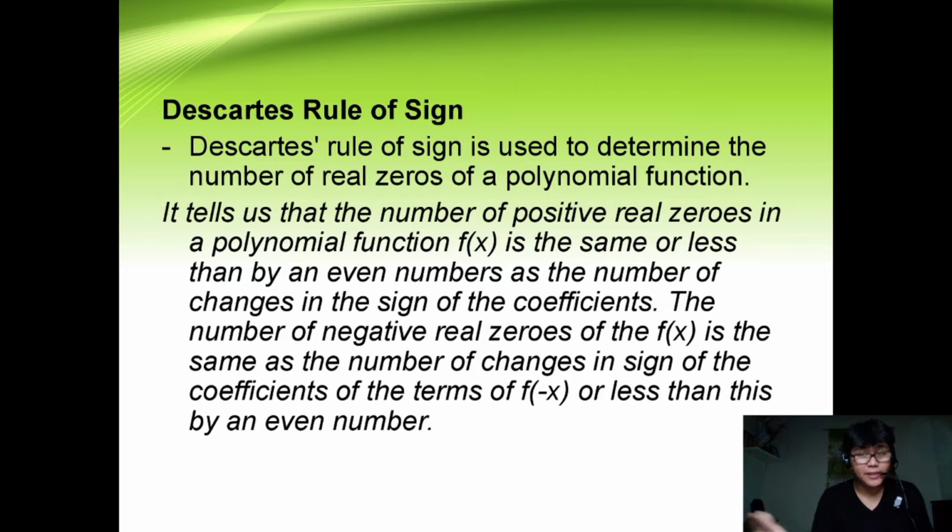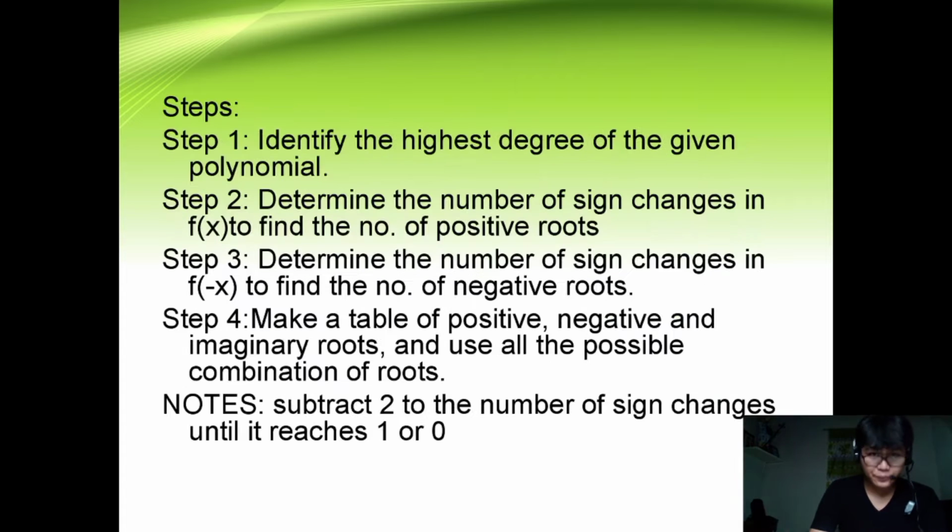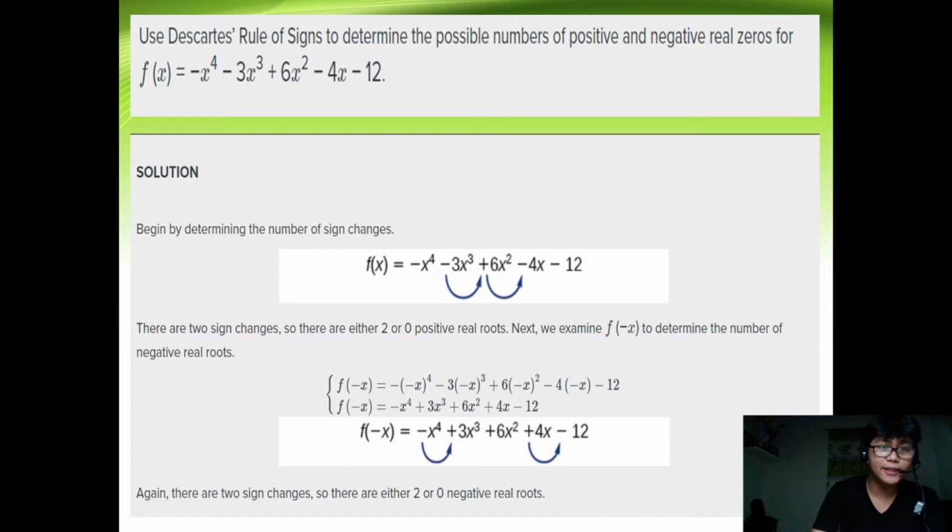So it tells us that the number of positive real zeros in a polynomial function f of x is the same as, or less than by an even number, the number of changes in the sign of the coefficients. The number of negative real zeros of f of x is the same as the number of changes in sign of the coefficients of f of negative x, or less than this by an even number. So before we come to the steps, let us first look at this example.